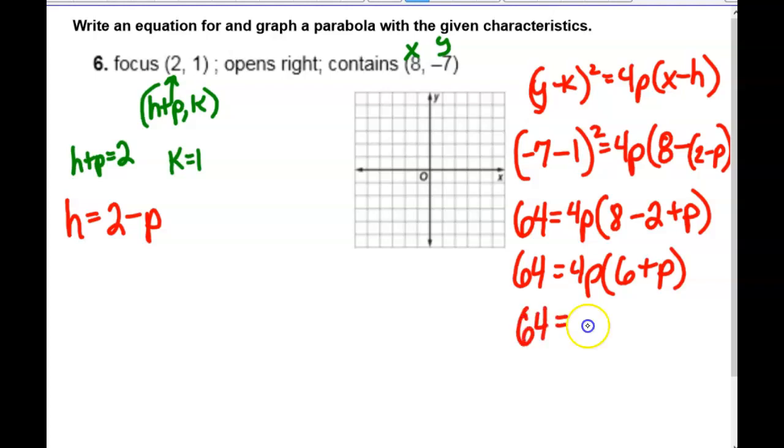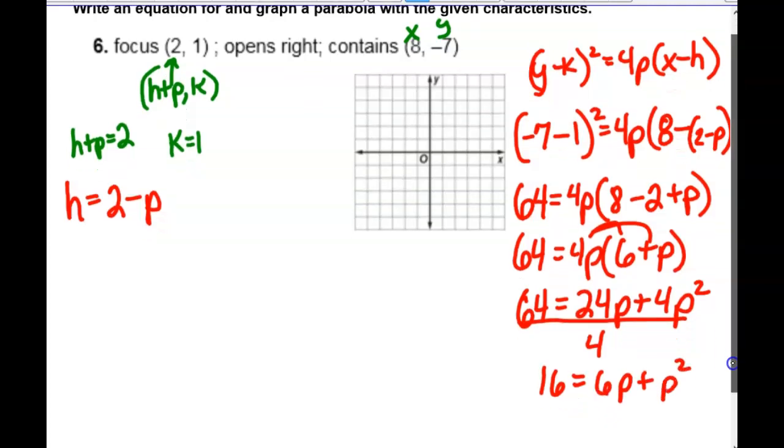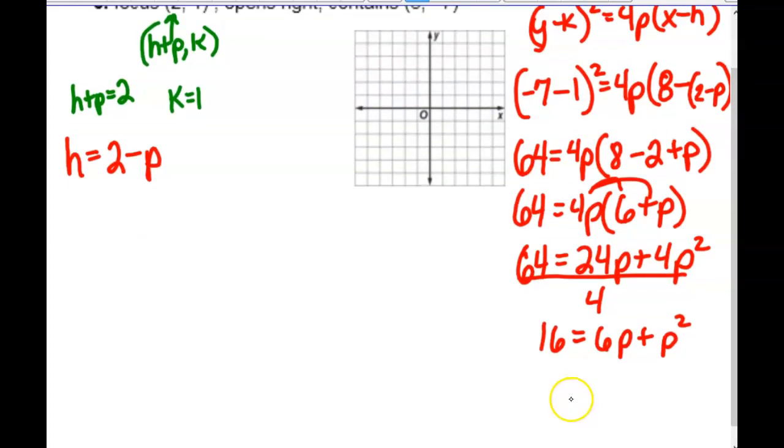I'll go ahead and show this, but if I distribute here, I get 24P plus 4P squared. What could I do to make my life easier? Yeah, divide everything by 4. So I have 16 equals 6P plus P squared. Okay, we're supposed to be good at quadratics by now. How do you deal with quadratics?